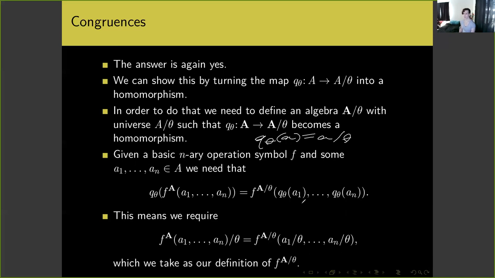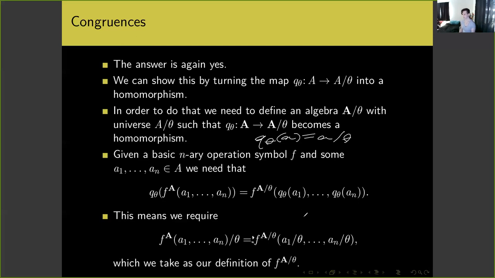So we can actually take this as our definition of F computed in A mod theta. In other words, this value is defined to be the equivalence class of F computed in A and applied to each of the A1 through AN. So a natural question at this point might be, is this well defined? Because if you notice, this is the equivalence class of, say, A1 mod theta here. That's the equivalence class of A1, but we could have chosen any other representative of that equivalence class.